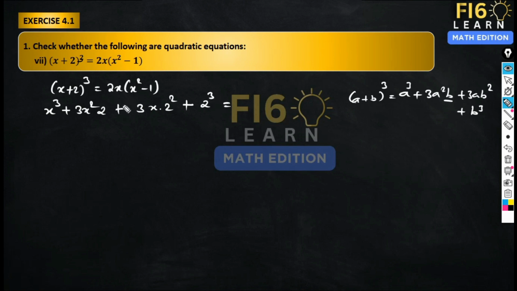On the right side you can multiply this term directly inside the bracket. So we will get 2x cube minus 2x. Clear? And then we can further simplify this, x cube, and this will become plus 6x square, and these two will become 2 square is 4, 4 into 3 is 12, 12x plus 2 cube is 8 is equal to, here we can't do anything here, both powers are different.